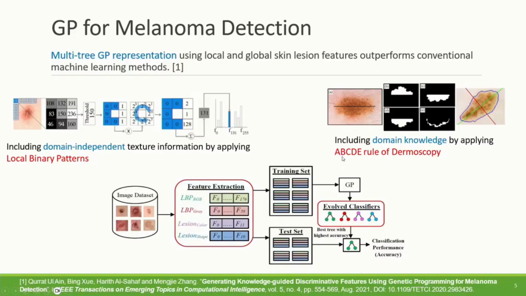So that is asymmetry, border irregularity, color variation, diameter, how big or small, and evolution, how that mole is evolving over time. And then this information is combined together. Here we are using multi-tree GP, so one solution has multiple trees, and each tree is evolved based on one particular type of features. So GP evolves multiple classifier trees, and we select the best performing one based on the accuracy.